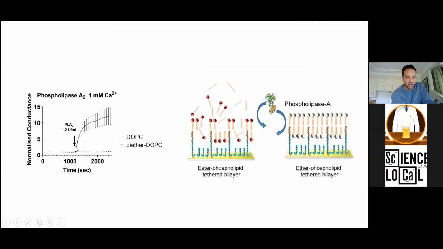When we add phospholipase A to these ester lipids, these DOPC ones, we get a huge response in membrane conduction as our membrane starts to fall apart. But on these tethered bilayers, nothing happens because there's no ester oxygens on which the phospholipase A can work. And so we've created a phospholipase A sensor, which is very handy.